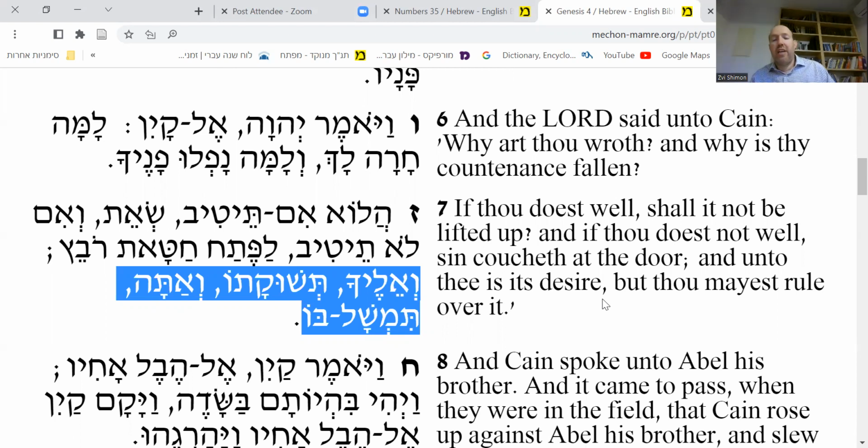The evil nature, what's called yetzer hara, wants to try to bring you down, but you have to rule over it. Or what, in my opinion, is more likely, that "to you is its desire" should be translated as "to you is his desire." Namely, we're talking about Abel.